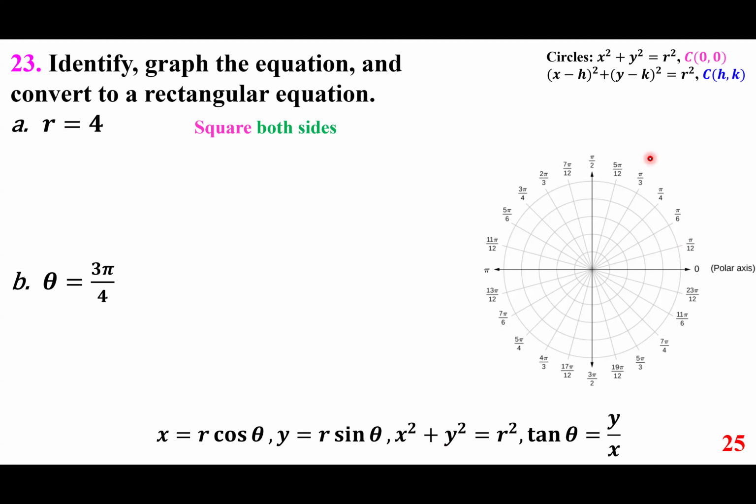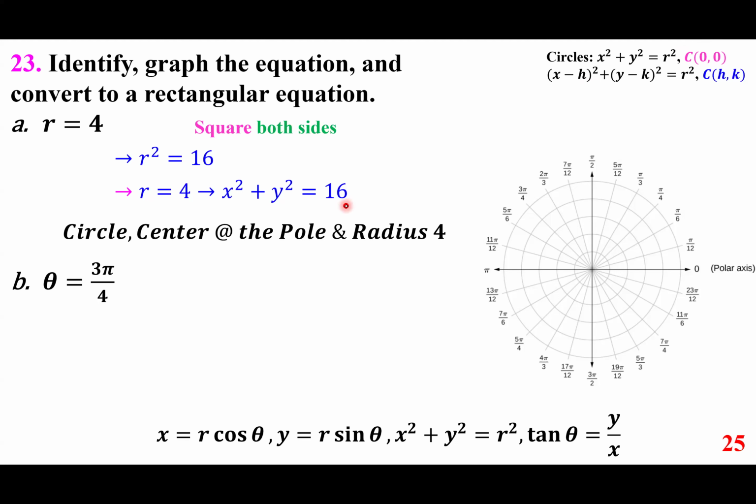We can square both sides and notice that r squared equals 16, and therefore x squared plus y squared equals 16. And as you know, this is a circle centered at 0, 0 with the radius square root of 16, which is 4. That's the answer. Now, the point of this is it's a lot more efficient to use a polar equation to represent a circle. r equals 4 versus x squared plus y squared equals 16.